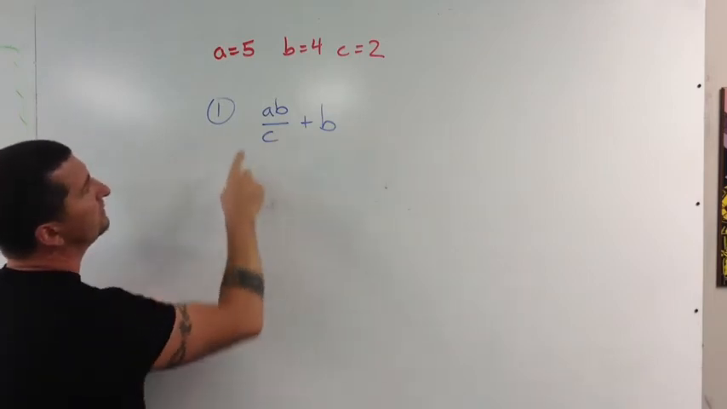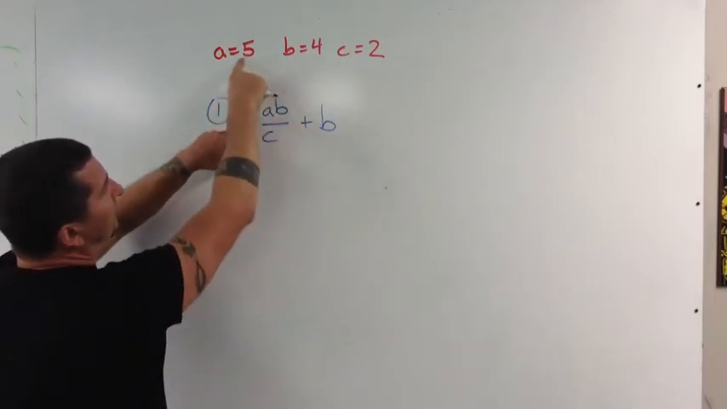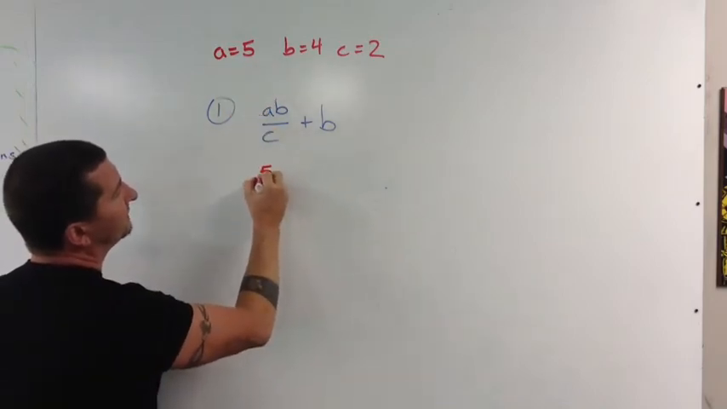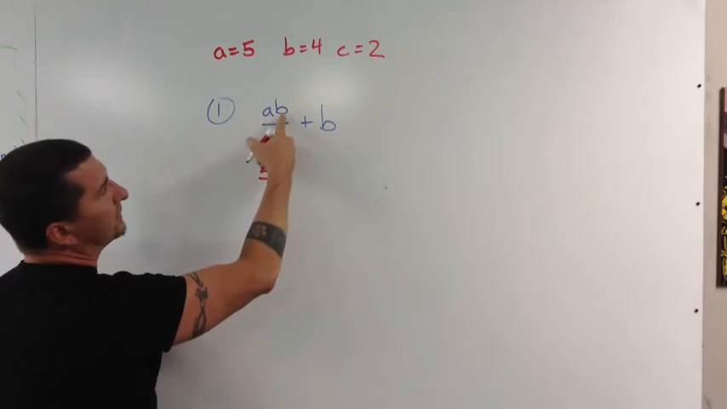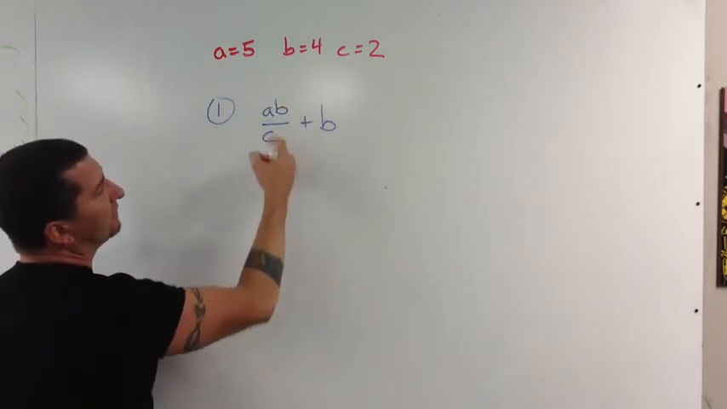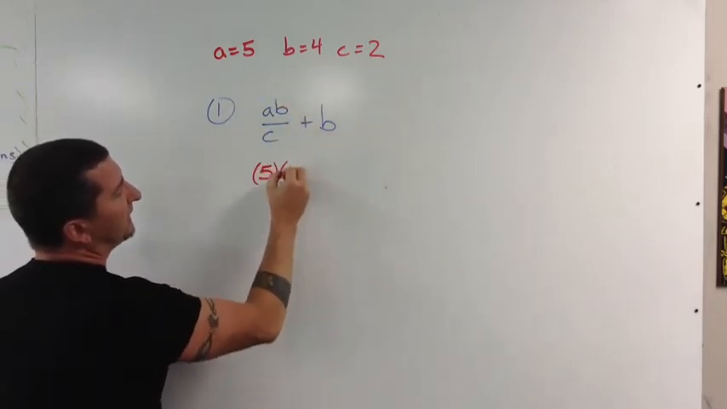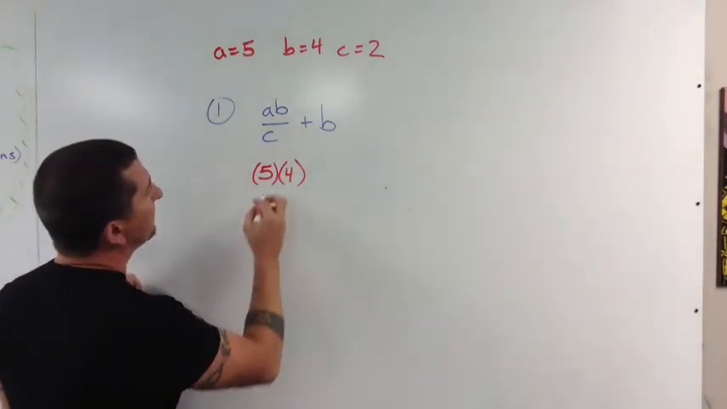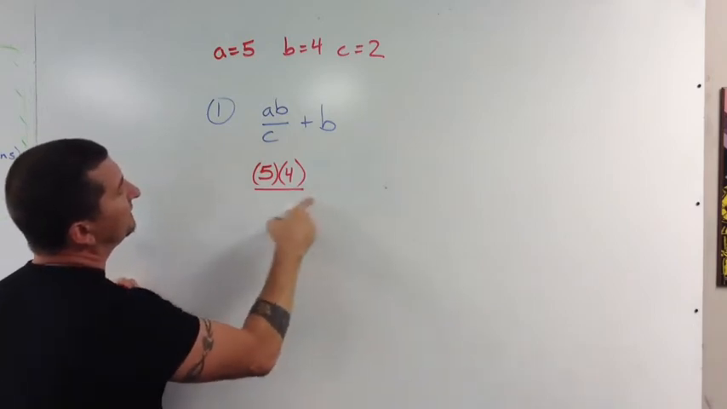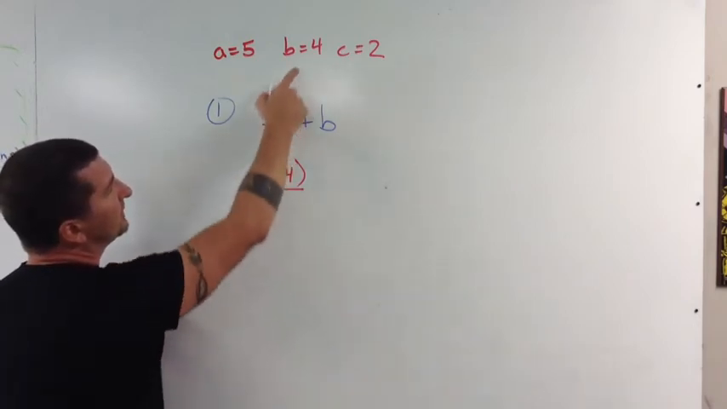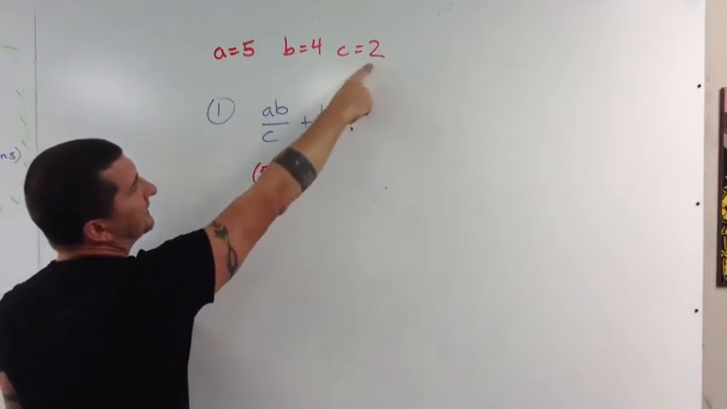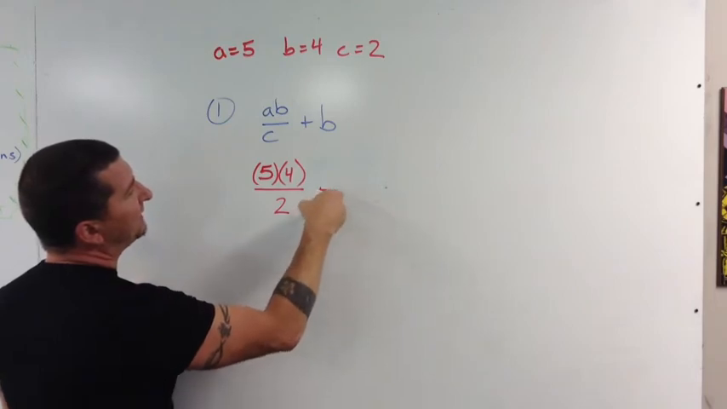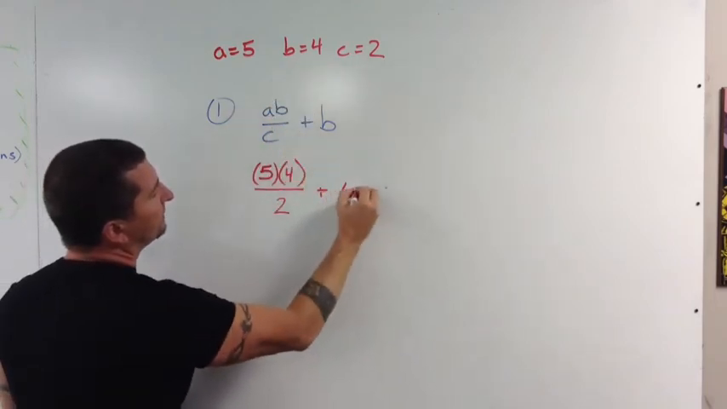So the first thing you should do is just go right to A and substitute in a 5 for A. Now A is being multiplied to B, so we're going to substitute in a 4 for B. We want to make sure we multiply it. I like to put them in parentheses. You can use another multiplication symbol if you'd like. Then we're going to divide. Remember, fractions are division problems. We're going to divide by C. C is 2. And finally we're adding B. So we come back and B is 4.